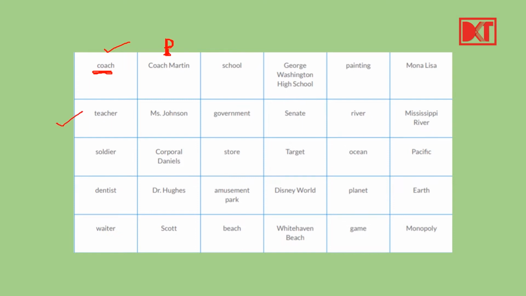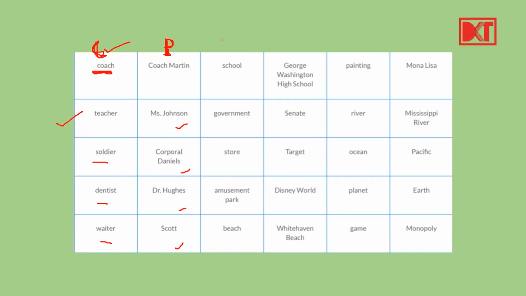Similarly, this is a common noun. Here this is a list of common people basically. Coach, teacher, here we have soldier again, dentist, waiter. But when we name them specifically, like here Miss Johnson, Corporal Daniels, Dr. Hughes, Scott, when we name these people specifically, it becomes a proper noun.